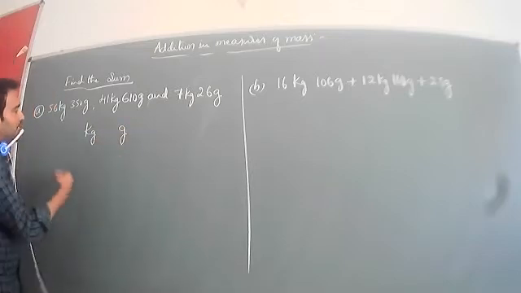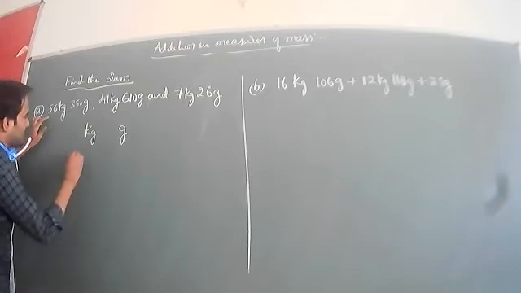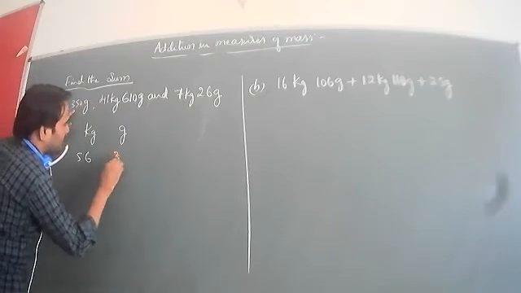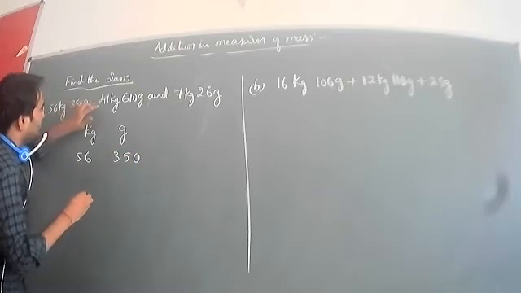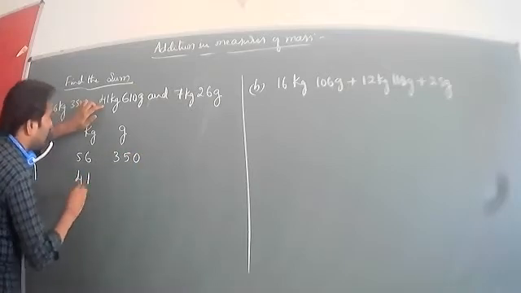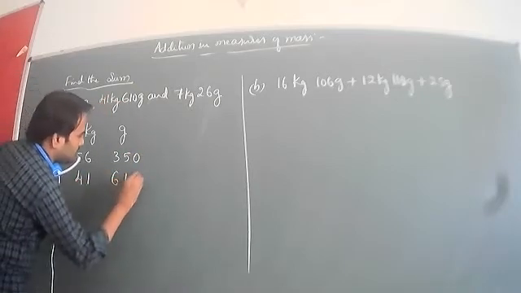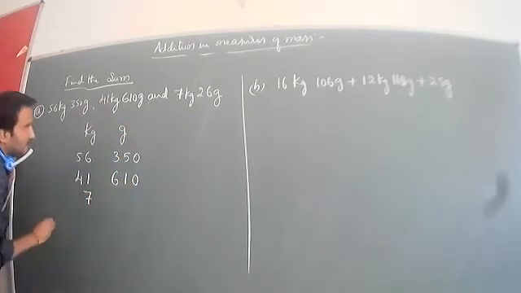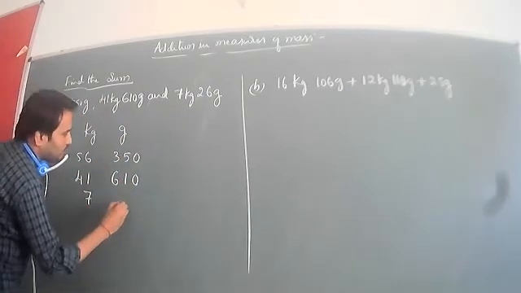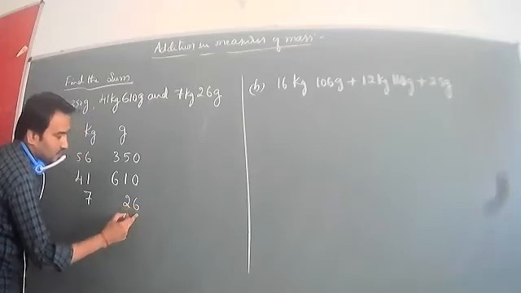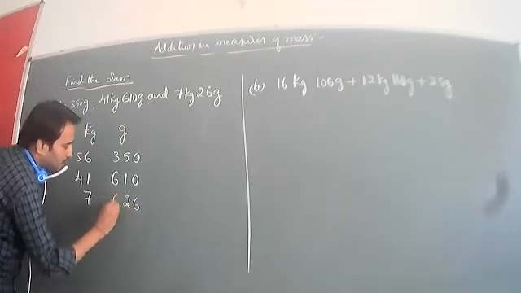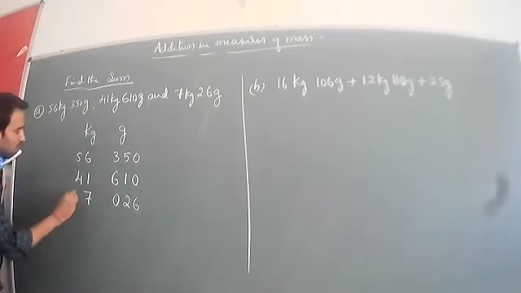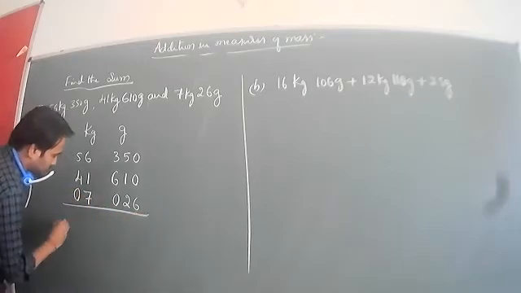Now we arrange it vertically. 56 kg, next 350 gram. Next 41 kg, next 610 gram. Next 7 kg, 7 is ones place, 7 kg. Then 26 gram, it is a two digit number. Ones place is 6, tens place is 2, hundreds place will be 0. The next one is only ones place, so tens place we should write 0.